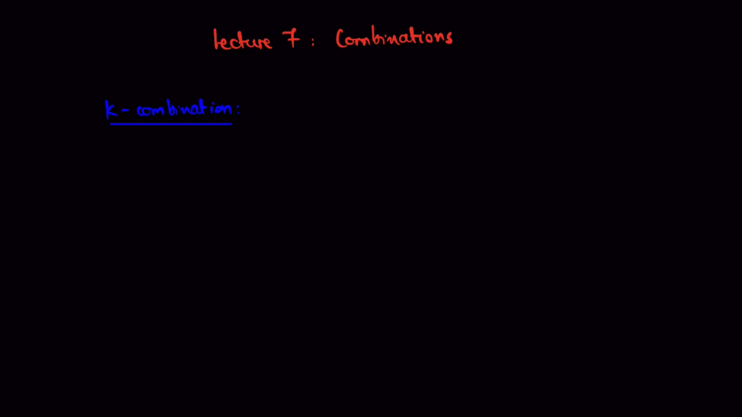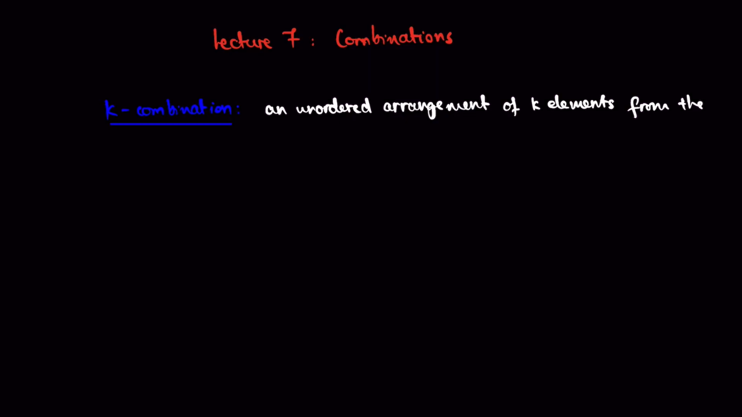Hello everyone, in this video we're going to talk about combinations, and more specifically we'll talk about k combinations. In the last video we talked about permutations. The permutations of n distinct objects is an ordered arrangement of n distinct objects. The requirement for permutation is that no object can be selected more than once and the order of arrangements matters. For the case of combinations or k combinations, this is going to be an unordered selection of k elements from the set of n distinct objects.